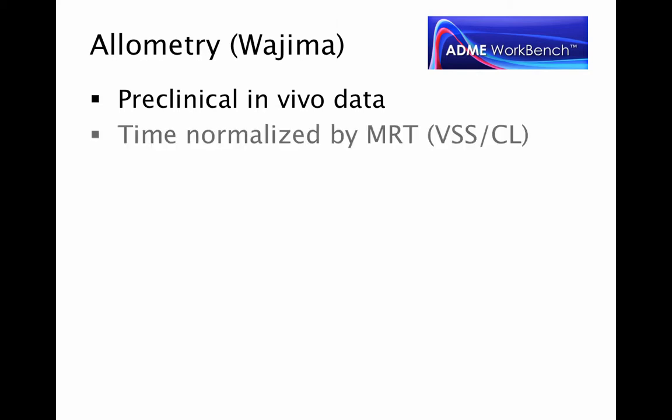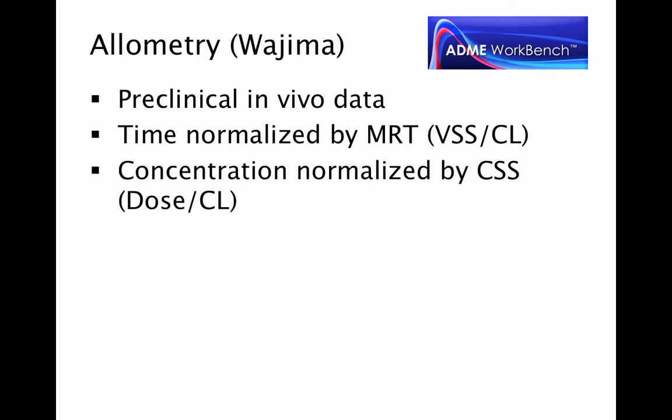In this case, the time axis is normalized by dividing the time coordinate by the mean residence time, or MRT, and the concentration axis by the steady-state concentration, or CSS. Thus, to predict IV kinetics in humans, for example, the concentration curves for preclinical species may be normalized by using the measured mean residence time and steady-state concentration, and then scaled to predict human PK by multiplying the time and concentration coordinates by the predicted human MRT and CSS.